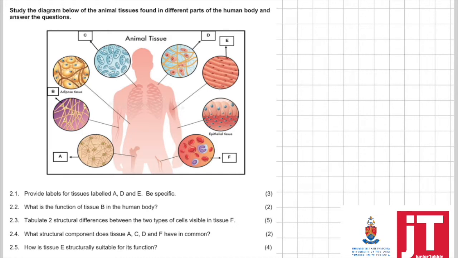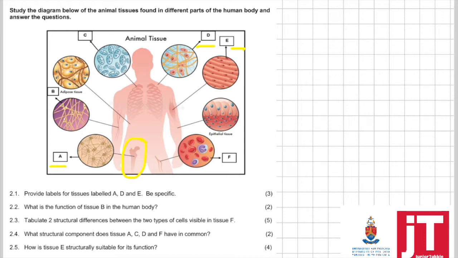Now, 2.1 says provide labels for tissues A, D, and E. And it says be specific. So it means don't use words like just epithelium, muscle tissue, connective tissue. You have to be specific and name the specific tissues. So A, if you can see the label is pointing to the bone here. And then you can see there's your little cells there.